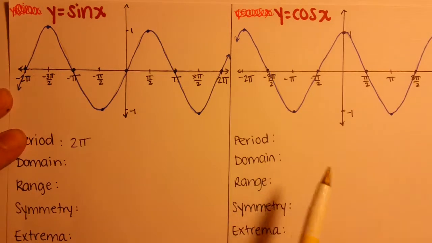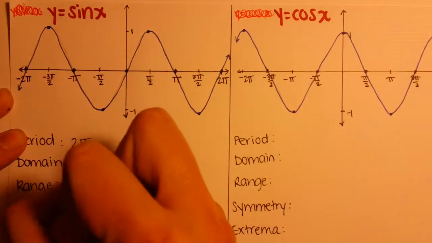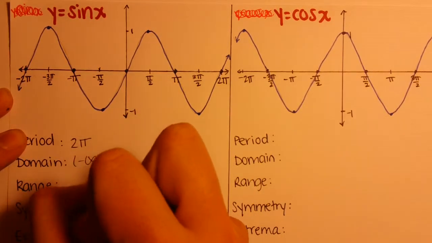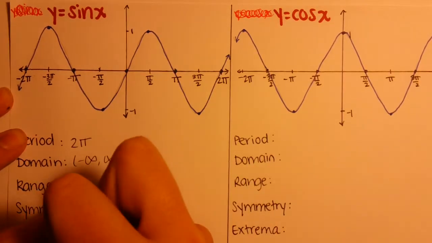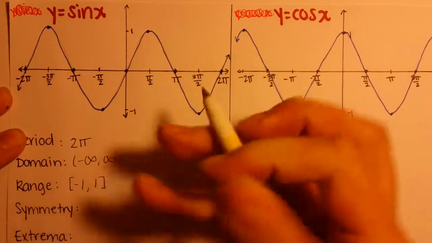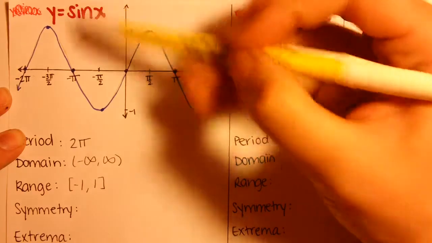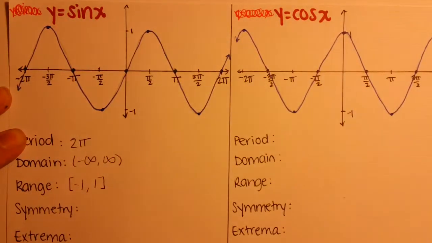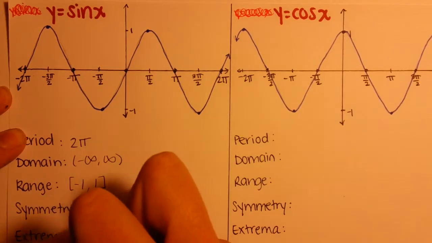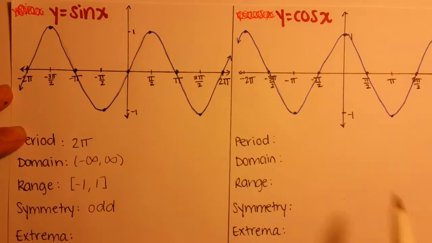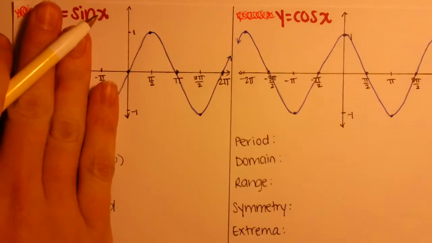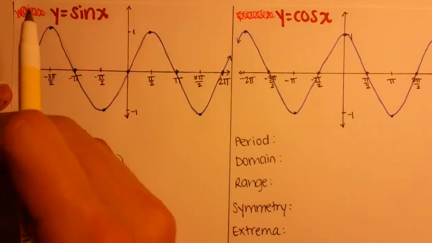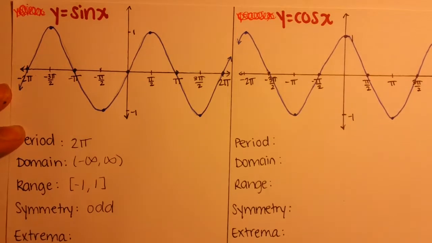We know our domain is going to be from negative infinity to infinity. Our range goes from negative 1 to 1, as determined by our amplitude, negative 1 all the way up to 1. Those are included. Our symmetry is odd, and we can tell that by looking at our graph, because we can flip it this way over the y-axis, then flip it over the x-axis, and it'll match up.